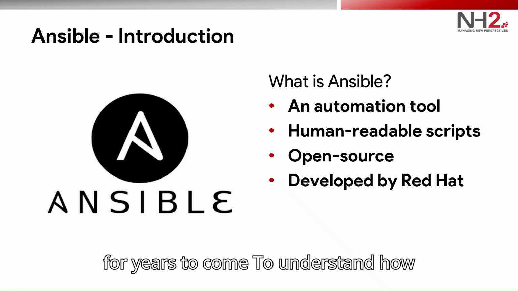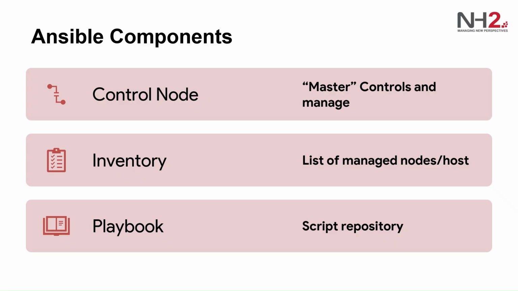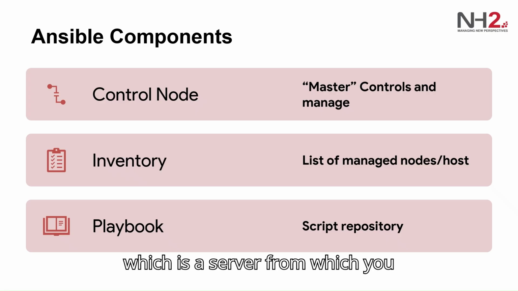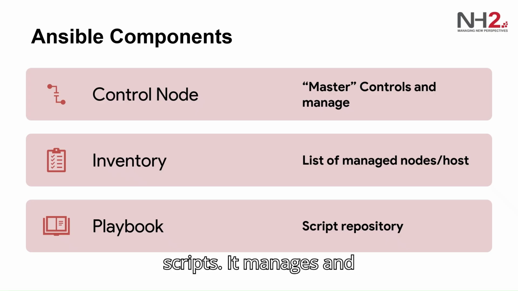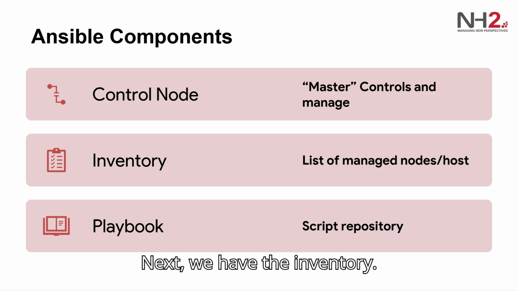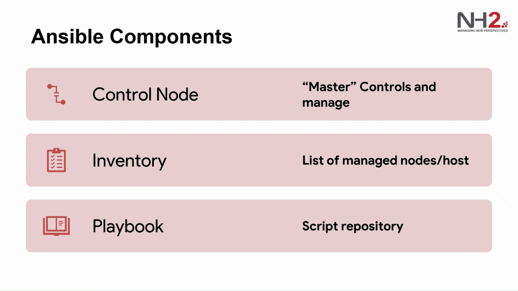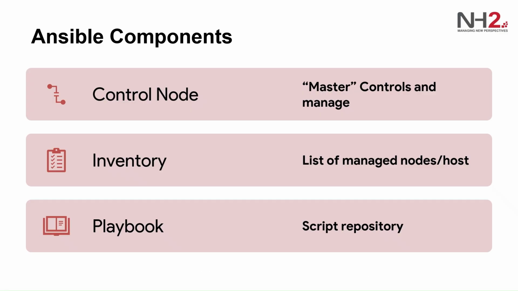To understand how Ansible works, let's look at these three core components. First, we have the control node. This is your master machine, which is a server from which you execute your Ansible playbooks or scripts. It manages and controls the entire automation process. Next, we have the inventory. This is like a list of your managed nodes or hosts.